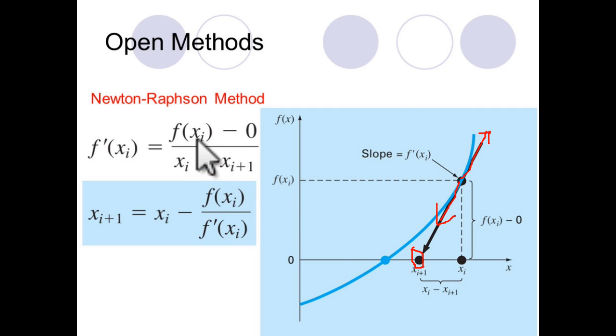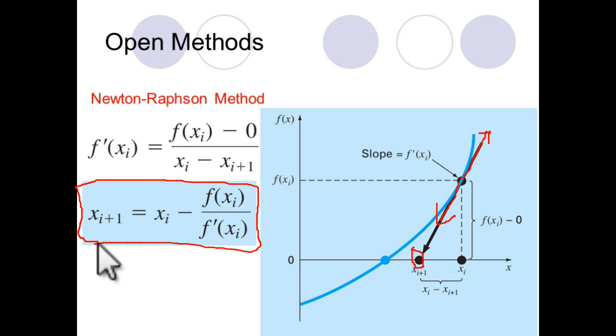So f of xi minus 0 divided by xi minus xi plus 1. If we take out the xi plus 1 from here, we reach this equation, and this is the formula or expression for the Newton-Raphson method.